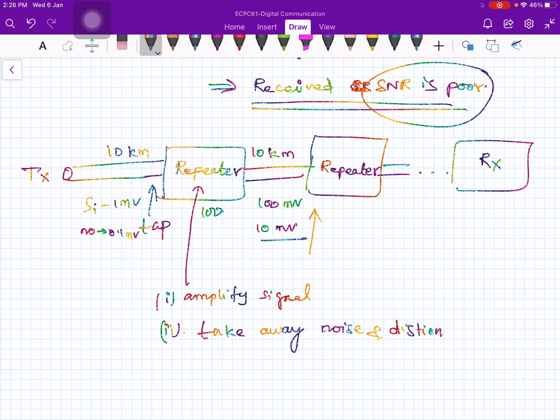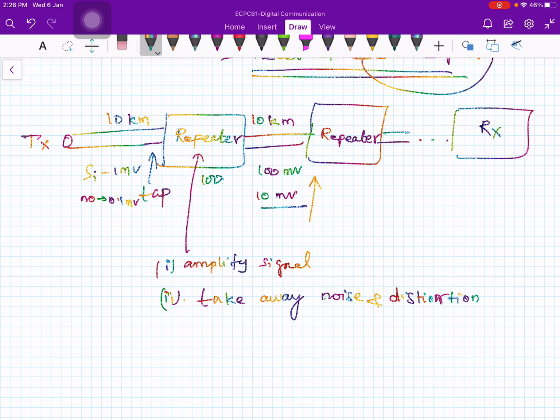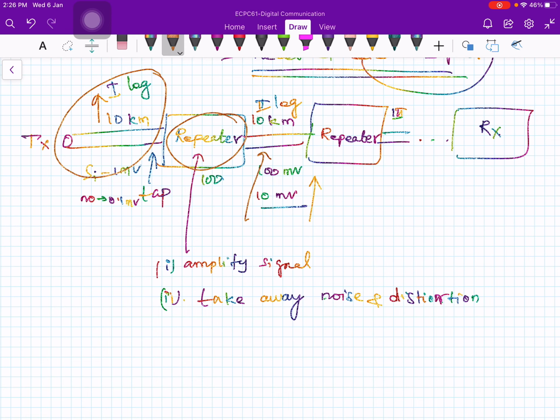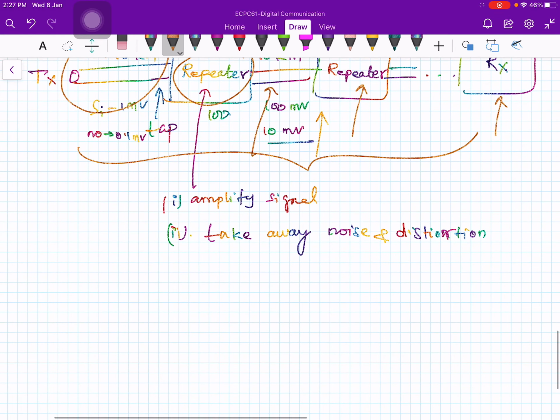This noise and distortion are introduced by the channel. So this is my first leg, second leg and third leg and so on and so forth. Whatever noise occurs in the first leg will be eliminated by this repeater. Whatever noise is introduced by the second leg of your transmission will be removed by the second repeater and so on. Therefore at the receiver you will not see the distortion and noise over the entire communication path. That is the main advantage of digital communication.